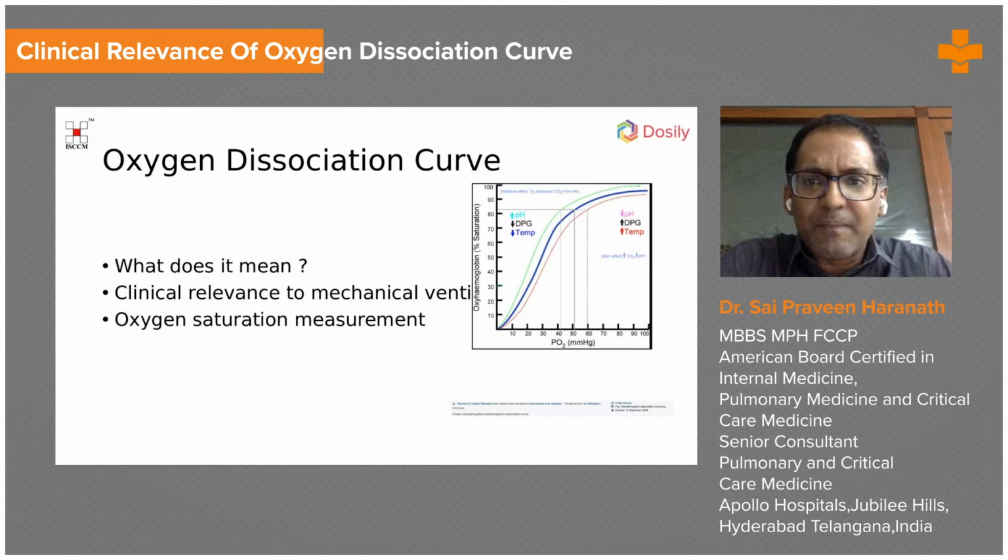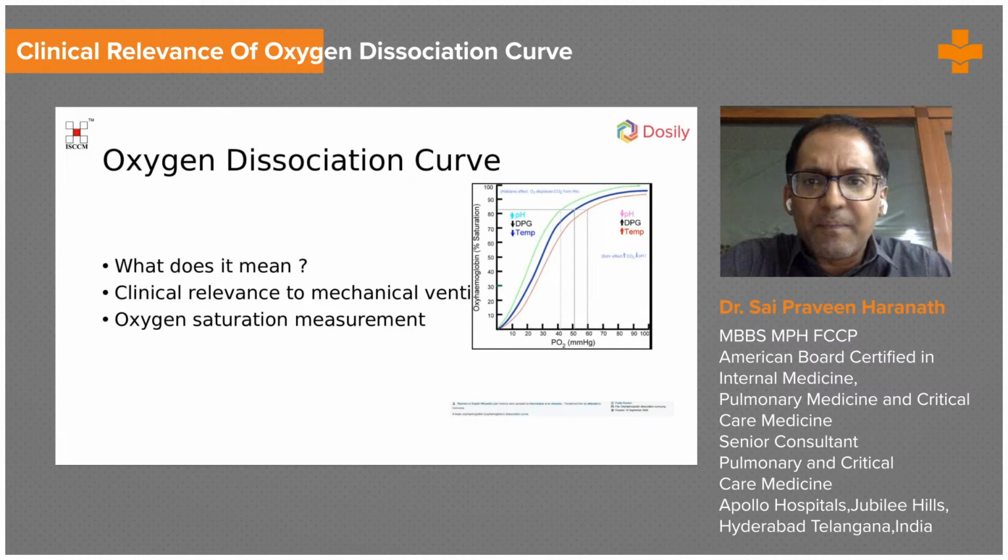In other words, a saturation of 90% could have a PO2 of 60. A saturation of 95 could have a PO2 of 150. A saturation of 98 could have a PO2 of 300. Going in the backward direction, a saturation of 50% might have a PO2 of 30. Likewise, if you look at the oxygen levels and the saturation, there are many factors that affect it.